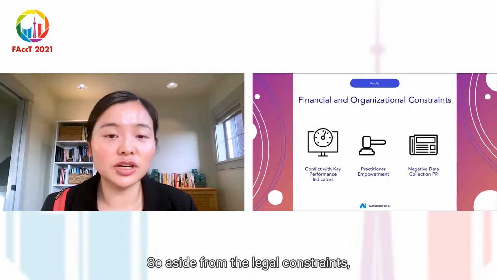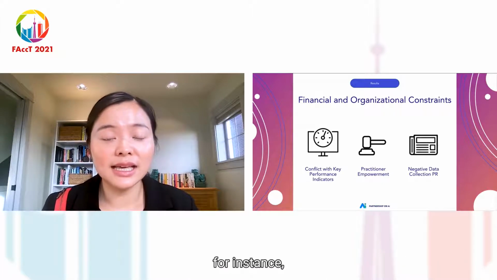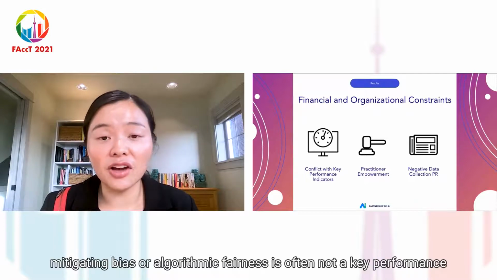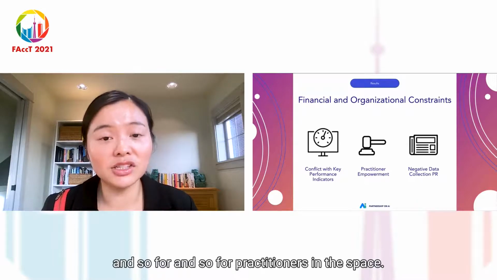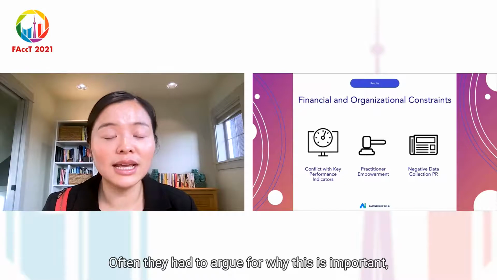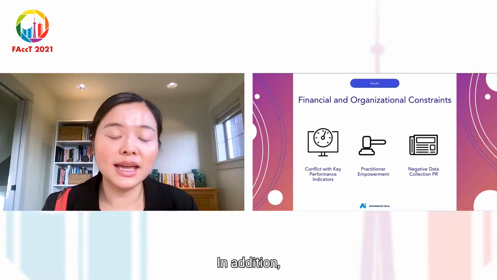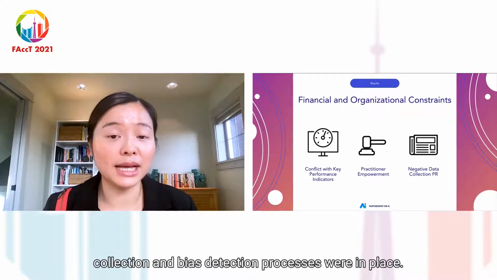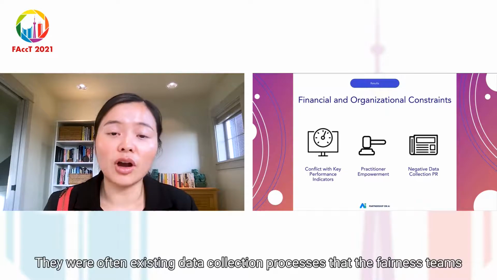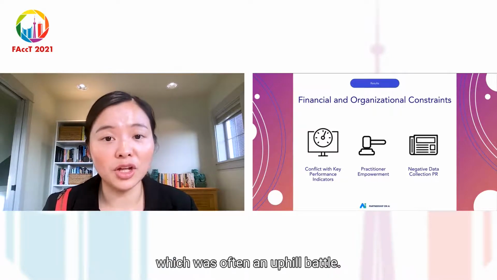So aside from the legal constraints, there were also financial and organizational constraints that practitioners raised. For instance, mitigating bias or algorithmic fairness is often not a key performance indicator in and of itself. And so for practitioners in this space, often they had to argue for why this is important, even if it conflicted with other KPIs and can be quite costly in and of itself. In addition, practitioners often were not empowered to ensure that the appropriate data collection and bias detection processes were in place. There were often existing data collection processes that the fairness practitioners then had to try to influence, which was often an uphill battle.